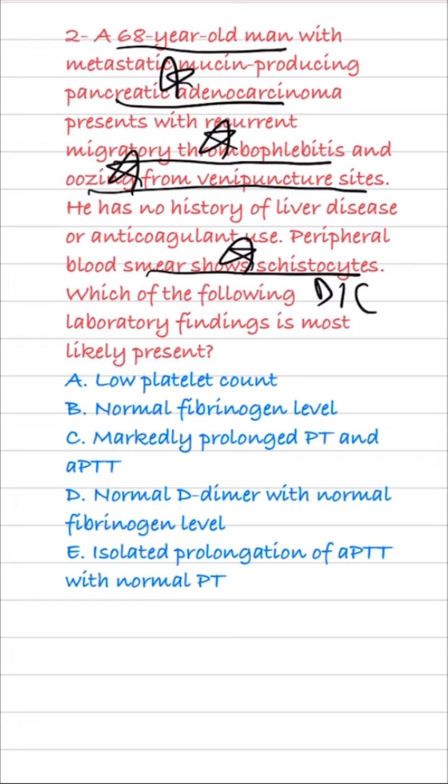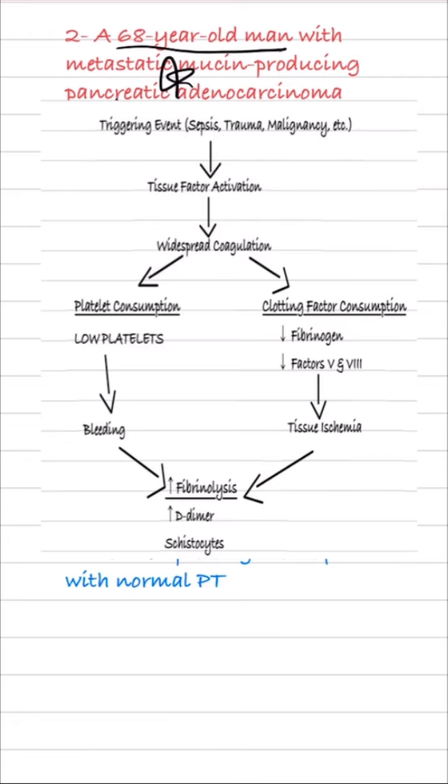It's a classic. So now we have a case of DIC, also known as consumptive coagulopathy, a very common and big disease that you should know very well. Also a very, very common mechanism. It always begins with a triggering event that causes tissue factor activation, which leads to widespread coagulation. And that leads to consumption of platelets, so the platelet count becomes low, and that increases the bleeding risk, leading to fibrinolysis, which increases the D-dimer and is a cause of schistocyte appearance on the peripheral blood smear.